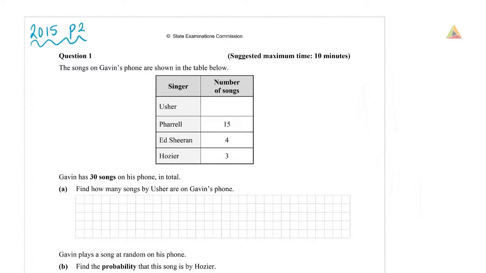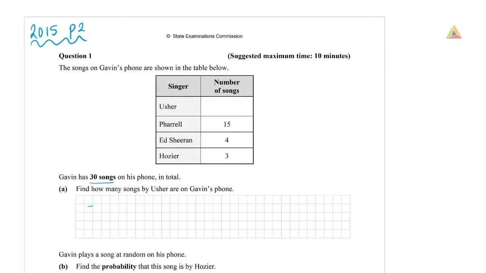So question 1. The songs on Gavin's phone are shown in the table below. Usher is left blank, Pharrell has 15 songs, there are 4 songs by Ed Sheeran and 3 songs by Hozier. Gavin has 30 songs on his phone in total. Find out how many songs by Usher are on Gavin's phone.